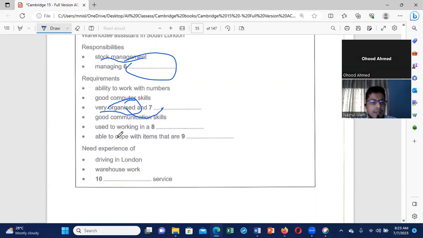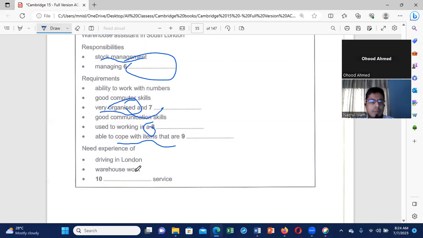Organized and something. Used to working in a, the answer will be singular. Used to working in a something. Maybe a good place, a good environment, or a team, and so on. Able to cope with items that are. Maybe heavy, as it is talking about the items, maybe long, maybe large, maybe monstrous, and so on.